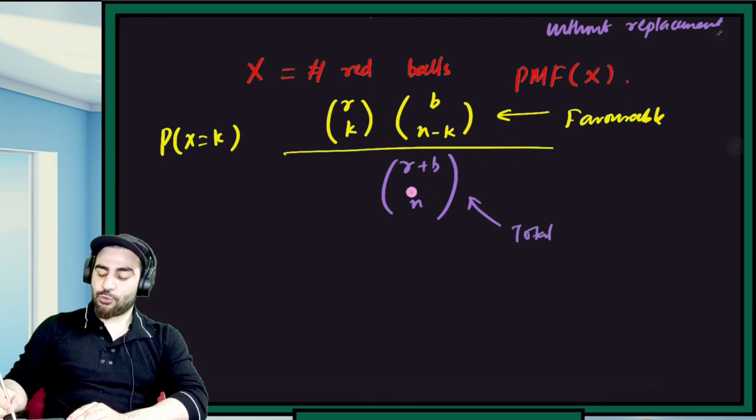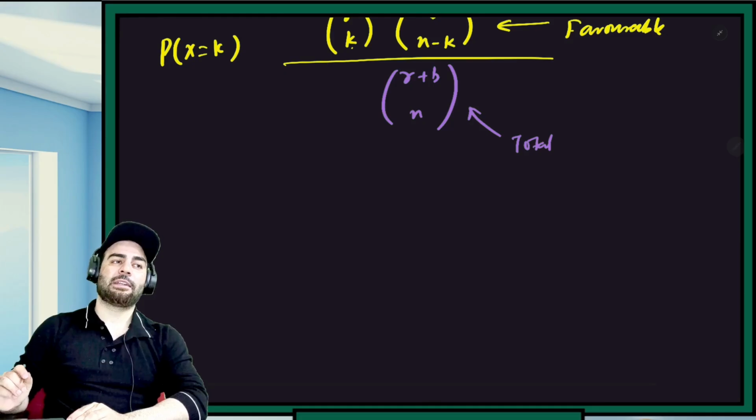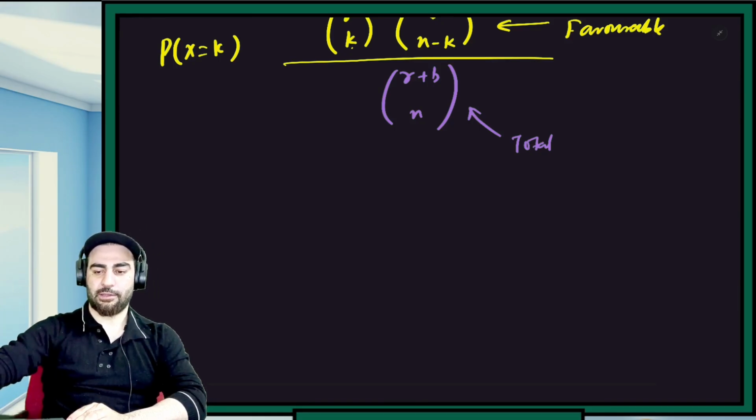So here this is: choose n balls out of R plus B total balls. Then you choose k balls out of these R balls. Now in total you are sampling n balls, so you are left with n minus k balls, and these have to be chosen from the blue balls. The number of blue balls is B. This is favorable cases, this is our total cases, and this is the PMF. This is hypergeometric, and be clear, we are doing it without replacement. That's what makes it hypergeometric, not binomial. If it was with replacement, then we would have turned to the binomial distribution. I hope this is clear.